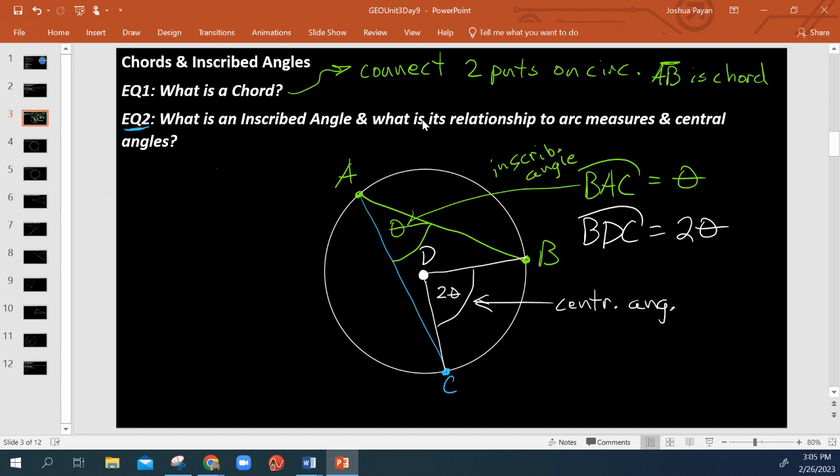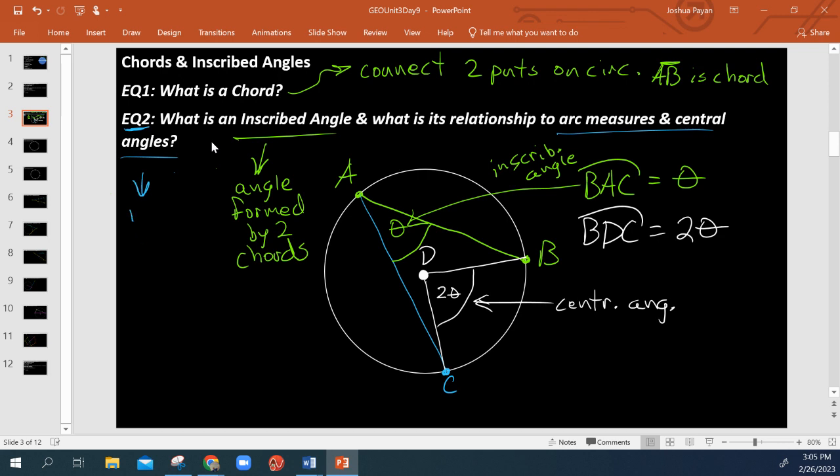An inscribed angle is basically an angle formed by two chords. And what's its relationship to arc measures and central angles? Well, real fast, let's go into central angles. Arc measures and central angles are not formed by chords, they're formed by radii.